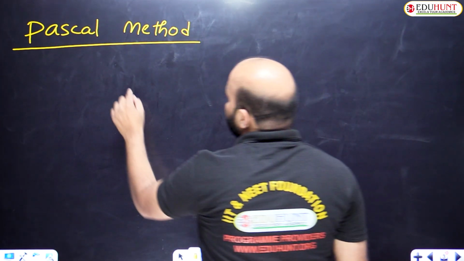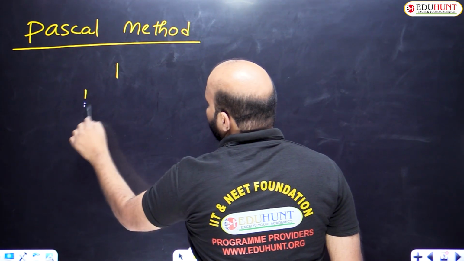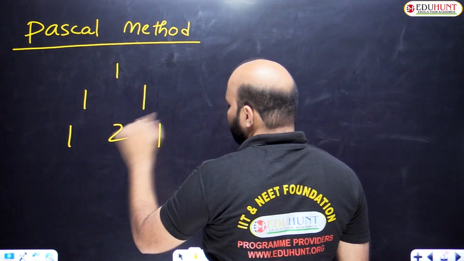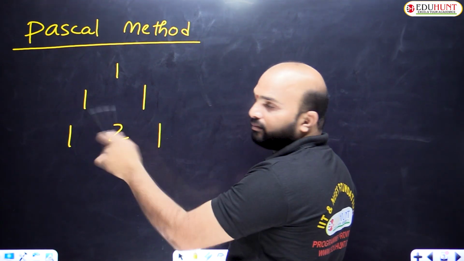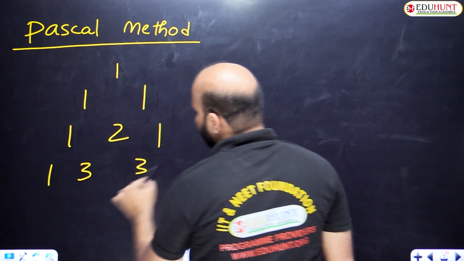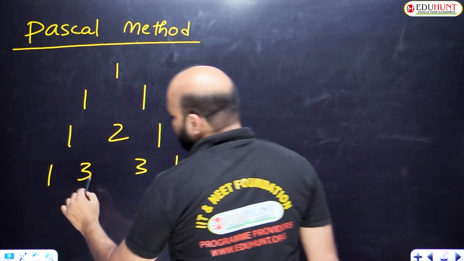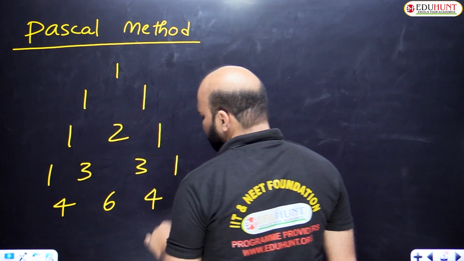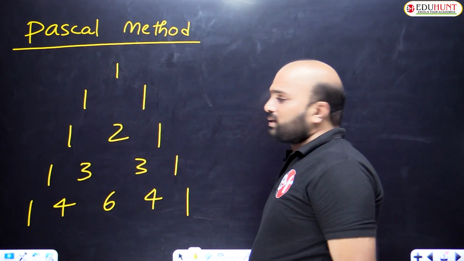You know what the Pascal triangle is: 1, 1, 1, again 1, 2, 1. So 1 plus 1, 2, is taken in the middle, and the extremes are 1, 1. Again 1 plus 2, 3, and 2 plus 1, 3, with 1, 1 on both sides. Again 1 plus 3, 4, 3 plus 3, 6, 3 plus 1, 4, and again 1, 1. This is the Pascal triangle.